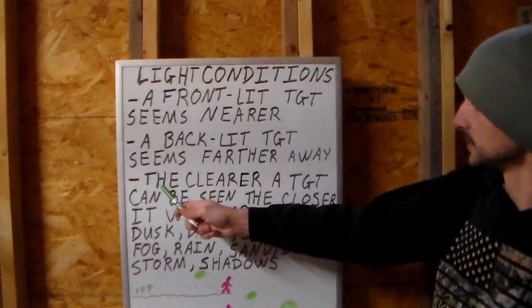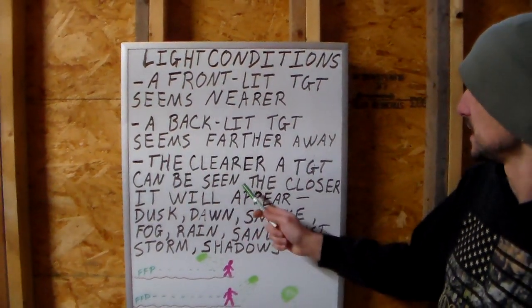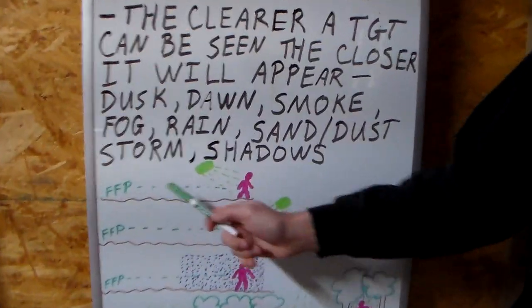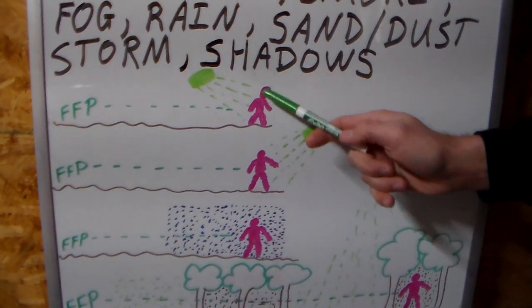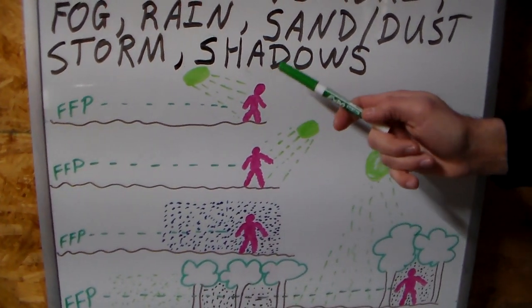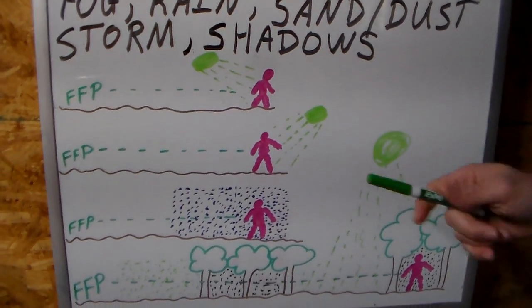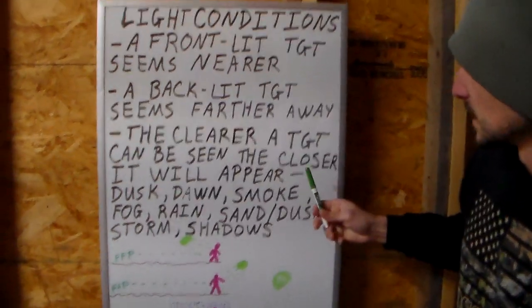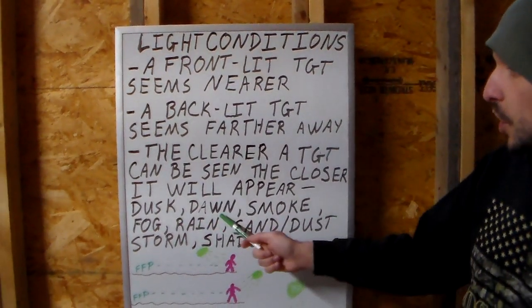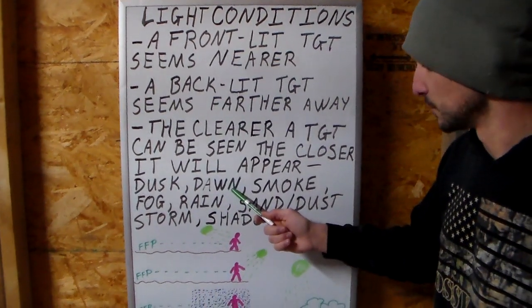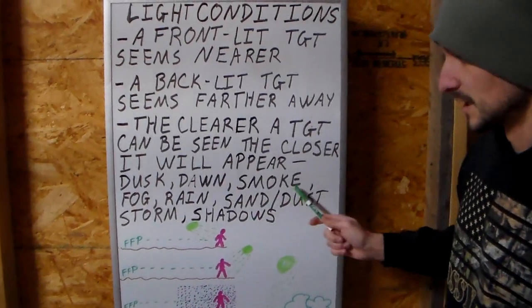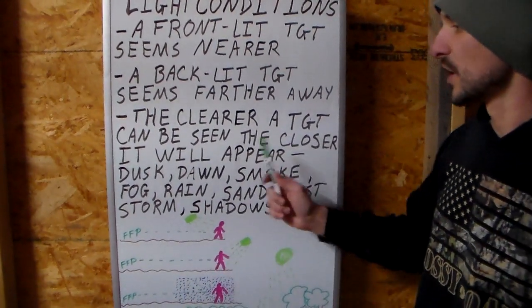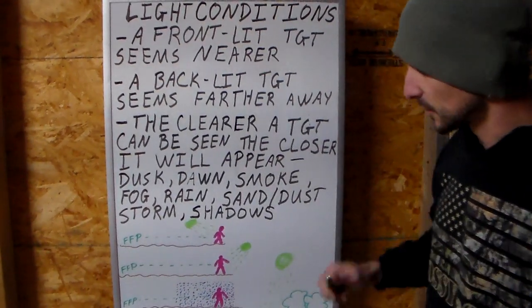Okay. The clearer a target can be seen, the closer it will appear. So if we have no factors like this front lit target, it's lit up, it seems closer because it is easier to see. So let's talk about some stuff that can make a target less clear, that can affect that. Such as dusk and dawn, low light conditions that will affect the appearance of your target. Smoke, fog, rain, sand and dust storms, and shadows. All those play a massive factor in how that target appears.